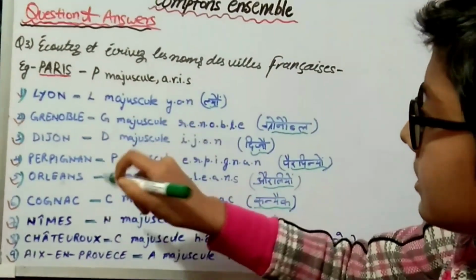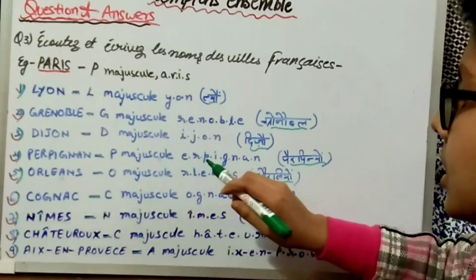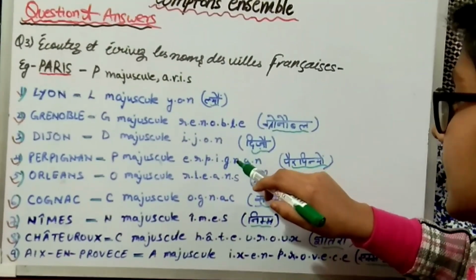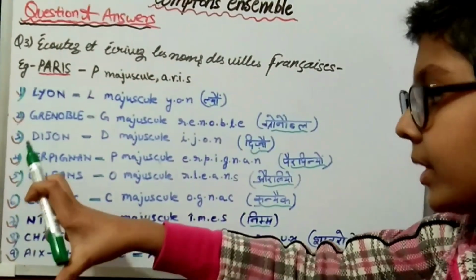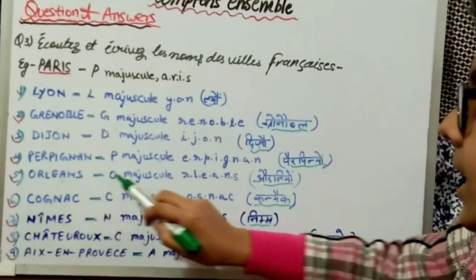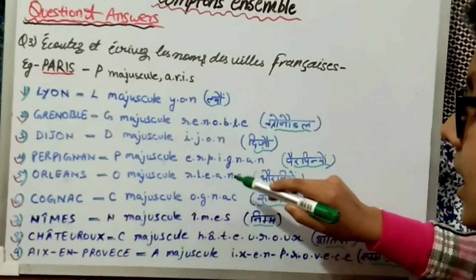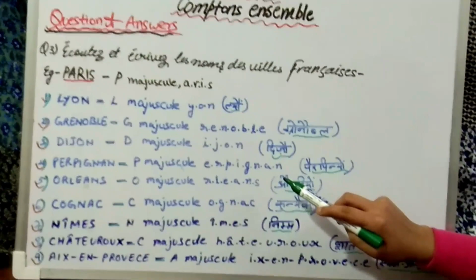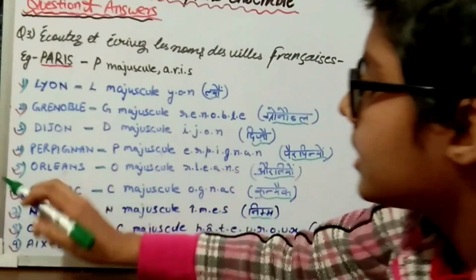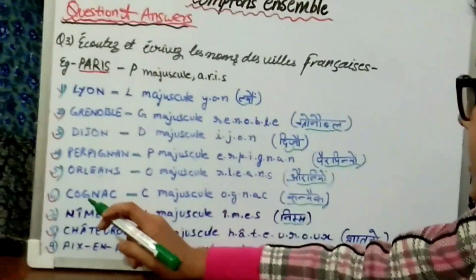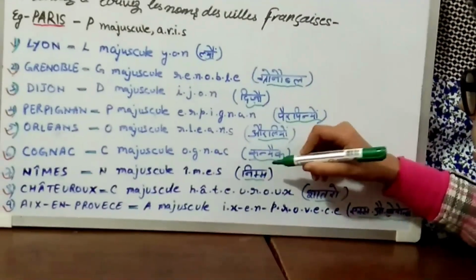Then we have the pronunciation of the different letters. The first one is P majuscule, E, R, P, I, G, N-A-N. Then we have the fifth one, which is Orleans. We have it as O majuscule, R-L-E-A-N-S, and we pronounce it as Orleans. Then we have the sixth one, which is Cognac. C-O-G-N-A-C. The pronunciation is Cognac.